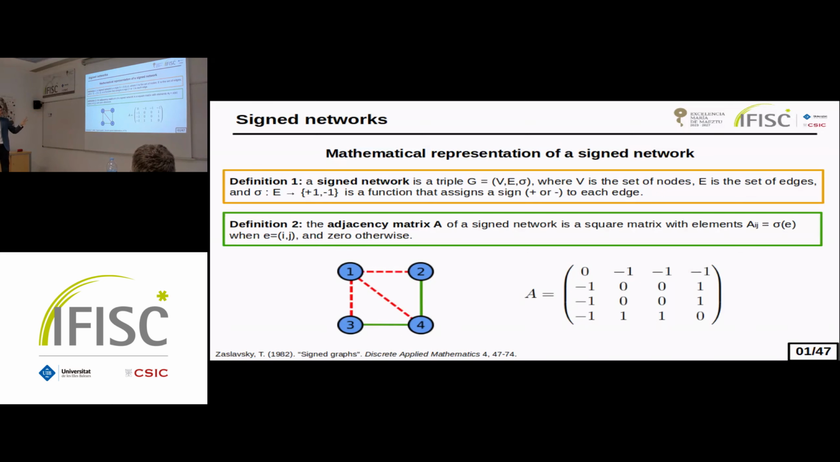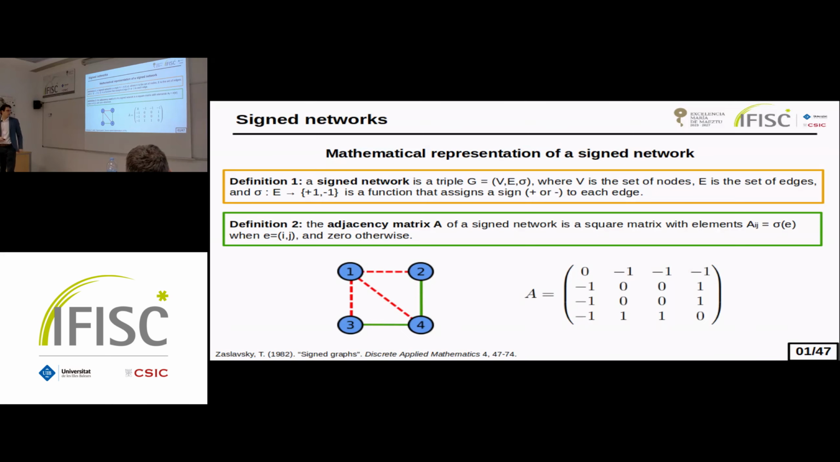This is a matrix that is square and whose elements are 0 if the corresponding nodes are not connected, 1 if they are connected through a positive edge, and -1 if they are connected through a negative edge. So for example, here nodes 1 and 2 are connected through a negative edge, so the element 1, 2 of the adjacency matrix is -1.